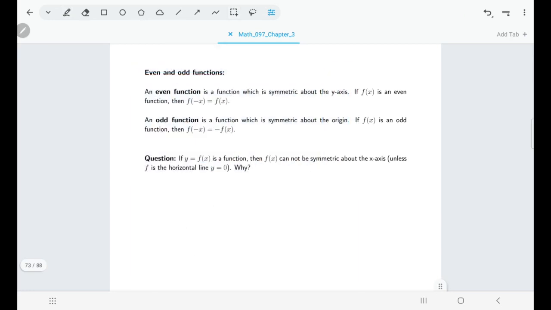The last thing for us to note is, for both kinds of symmetry, detecting them involves looking at f of negative x and asking ourselves, do we get our original function back, in which case the function is even? Do we get negative 1 times our original function, in which case the function is odd? And if we get anything else, then the function is neither. It has neither kind of symmetry.